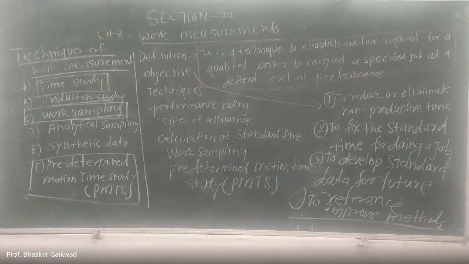So out of this, point number A, time study, point number C, work sampling, and point number F, predetermined motion time study. So these three are in our syllabus. Okay, so let us go one by one. First, we'll go for time study.